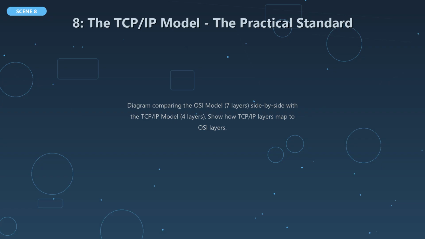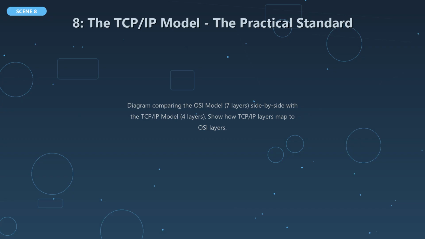Let's look at its four layers and how they map to the OSI model. 1. Application layer. This layer combines the OSI model's application, presentation, and session layers. It handles high-level protocols that interact directly with the user's application, such as HTTP, FTP, SMTP, DNS, and SSH. All the applications you use daily that connect to the Internet operate here.